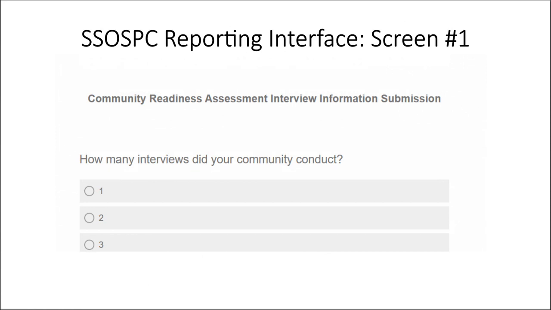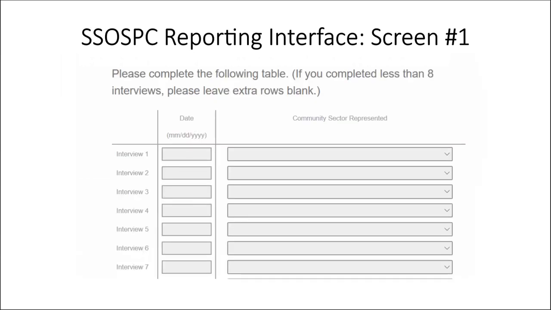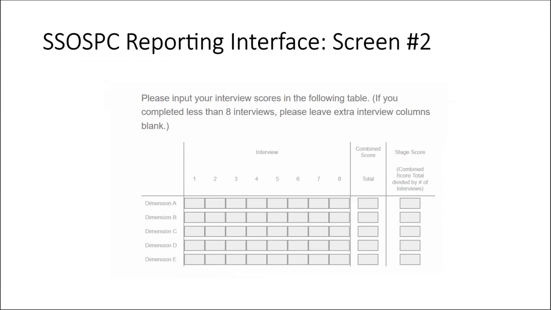On the screen right now, you'll see a screen cap of the first screen on the web-based reporting interface. That first question is going to ask how many interviews your community conducted. Down below, it will ask you to actually complete a table that includes the date each interview was completed and the sector represented by that key informant. And if you have less than 8 interviews, please just leave those extra rows blank.